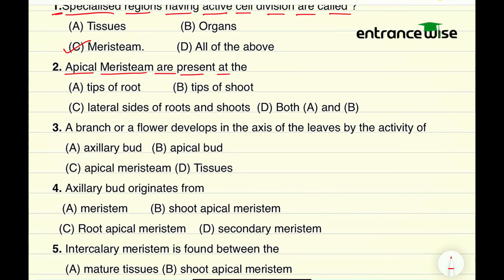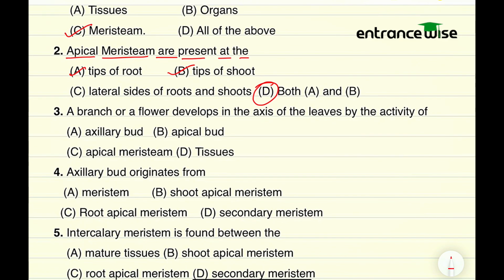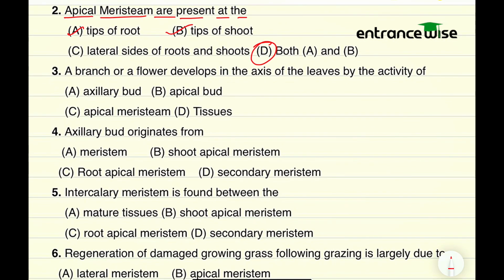The second question. Apical meristem are present at the. Okay, it will be option 1, tips of root, tips of shoot, lateral side of roots and shoots. So these two options will be correct. So it will be option D, both A and B.